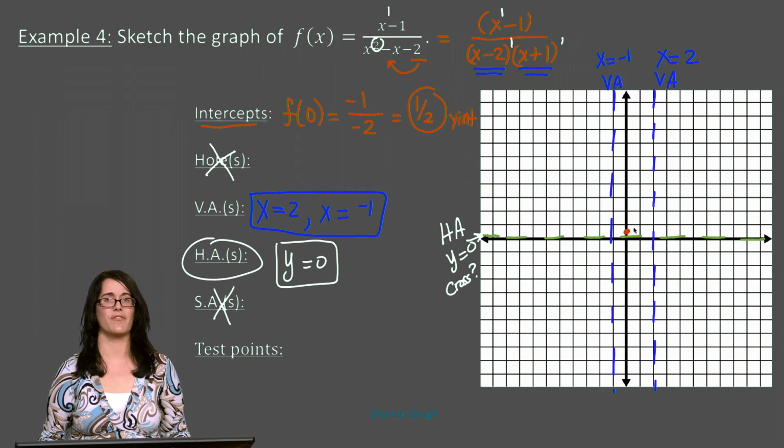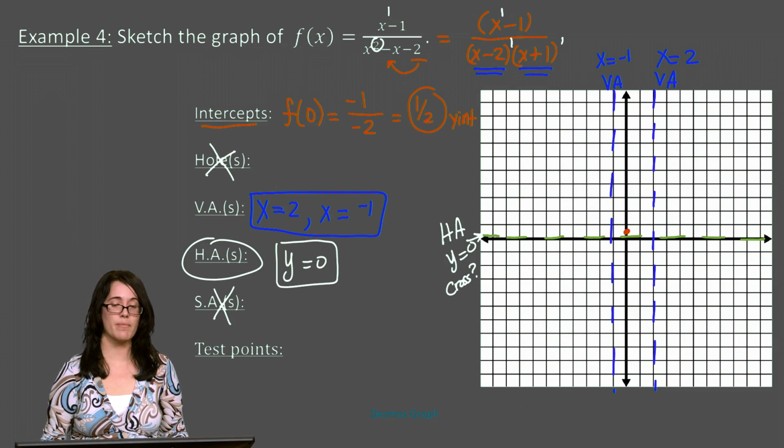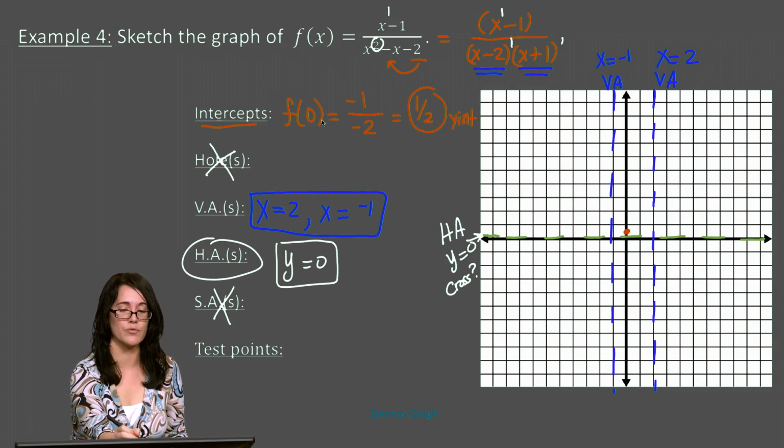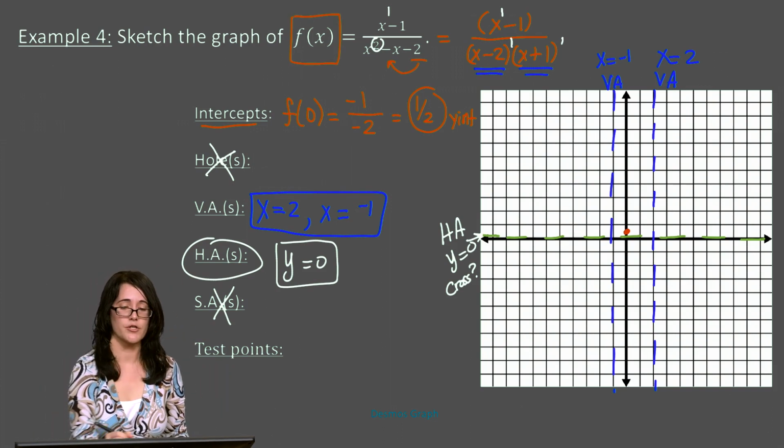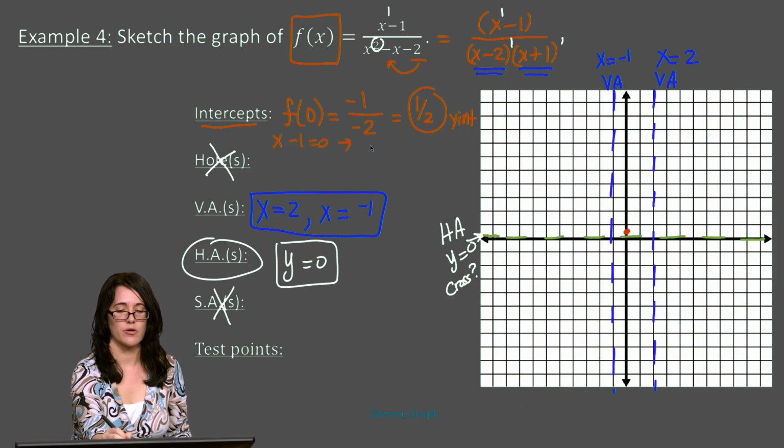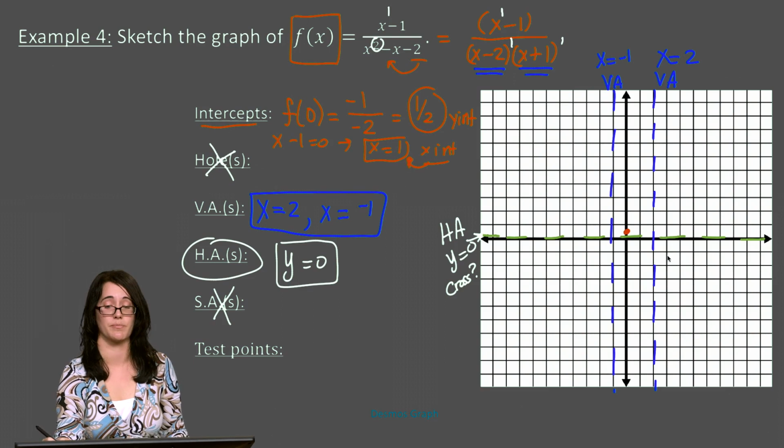Now that's not a lot of information to go on because we have 3 regions of this graph to check, right? But we have a starting place. What about x-intercepts? Well, if I let y equals 0, the entire thing equals 0. Remember, for a fraction to equal 0, the numerator has to equal 0. So we could just make x minus 1 equals 0. So x equals, that's right, 1. That's my x-intercept. That's my only x-intercept.